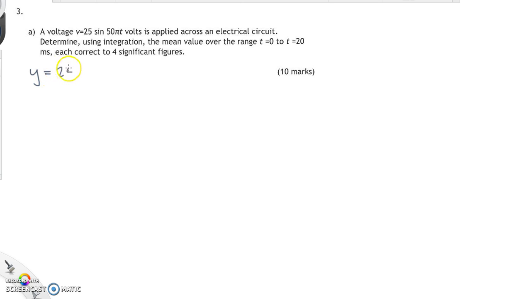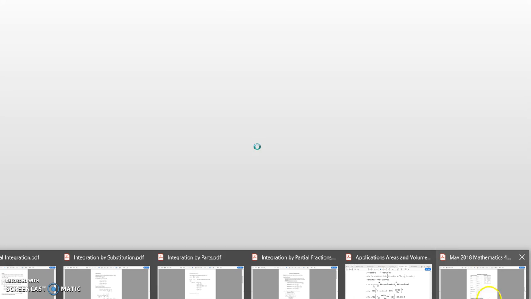Y equals 25 sine 50 pi t, and then we're going to get y squared. So y squared equals the square of everything on the right hand side, so that's going to be 25 squared times sine 50 pi t, all squared. Now for this sine squared 50 pi t, we have a substitution we can use, and it's on the exam papers.